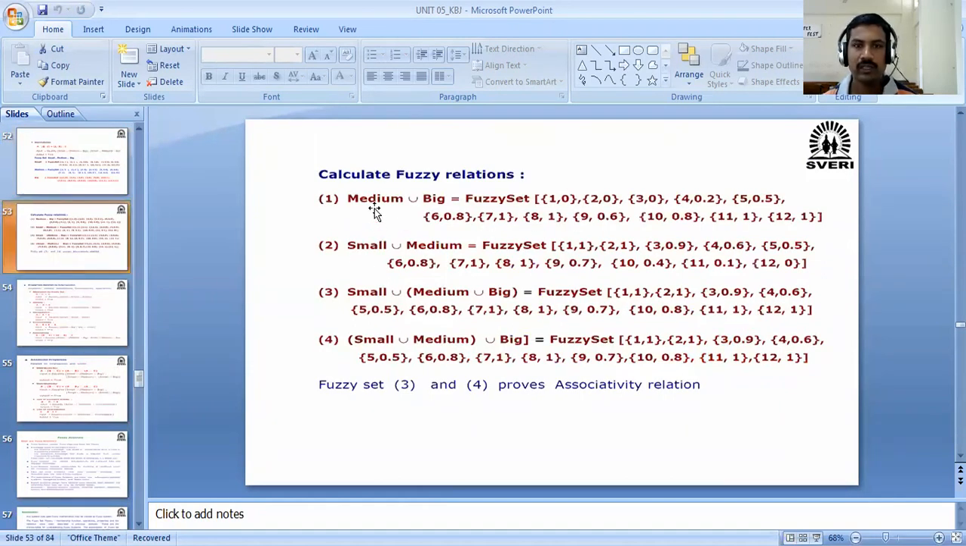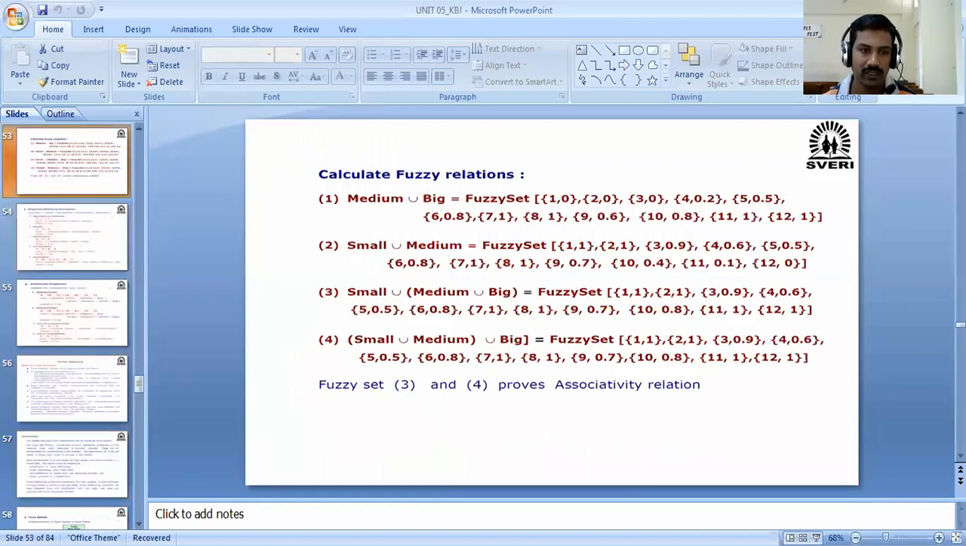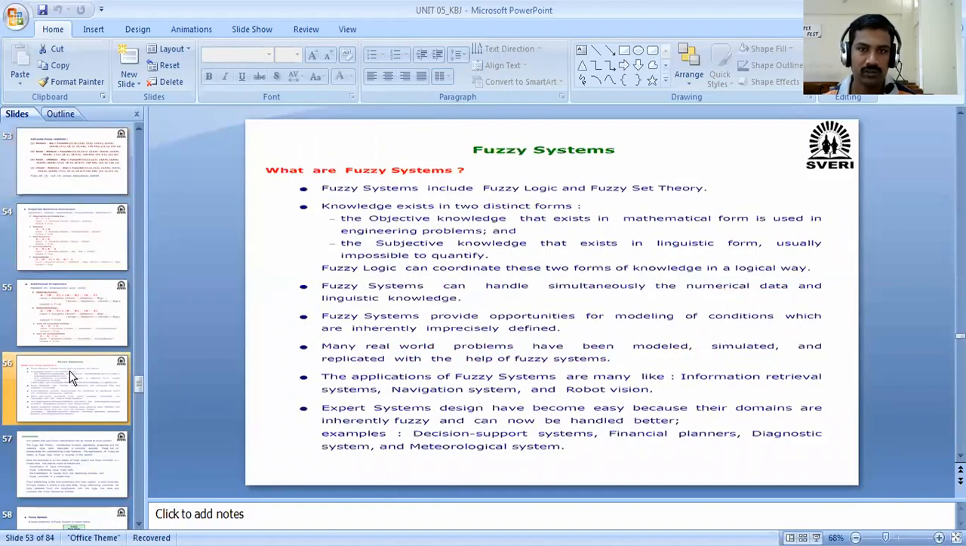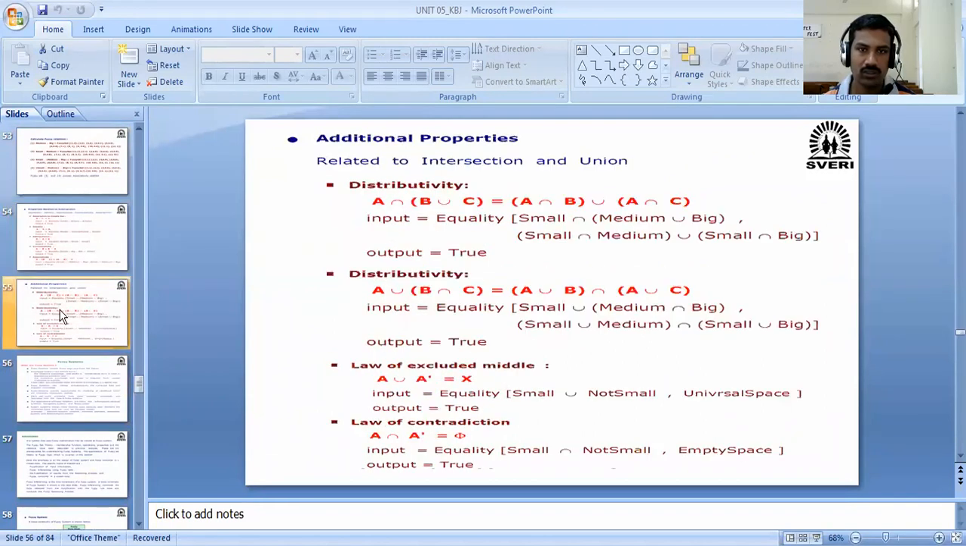These are some operations. Again, the operations calculate fuzzy relations between them. You can go through it, and you will understand all this.